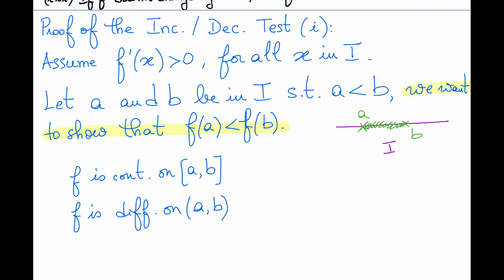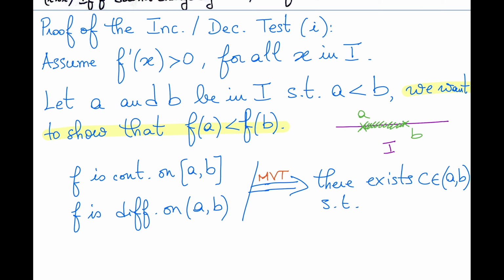Correct? And by the mean value theorem, what can we say? By the mean value theorem, we can say for sure that there exists some number c between a and b with the property that f of b minus f of a is equal to f prime of c times b minus a, right? This is what the mean value theorem tells us. Correct?